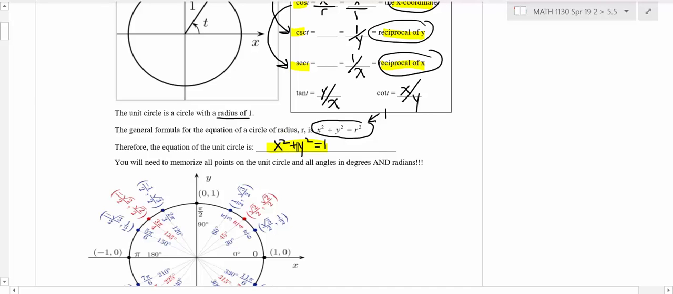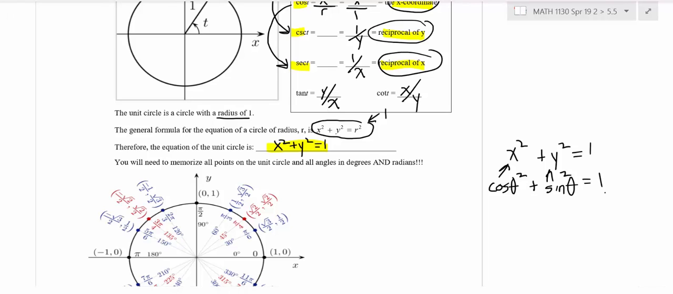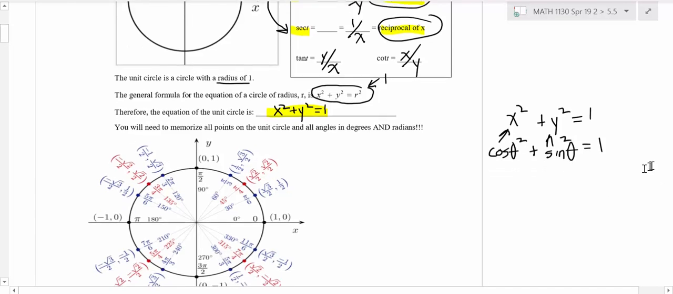Now I'm going to show you a little connection on this while it's fresh in my mind. In a unit circle, x is the cosine and y is the sine. So look what happens: you get cosine squared plus sine squared equals 1. That's an identity. All these identities pop out of this unit circle in ways that are a little bit easier.